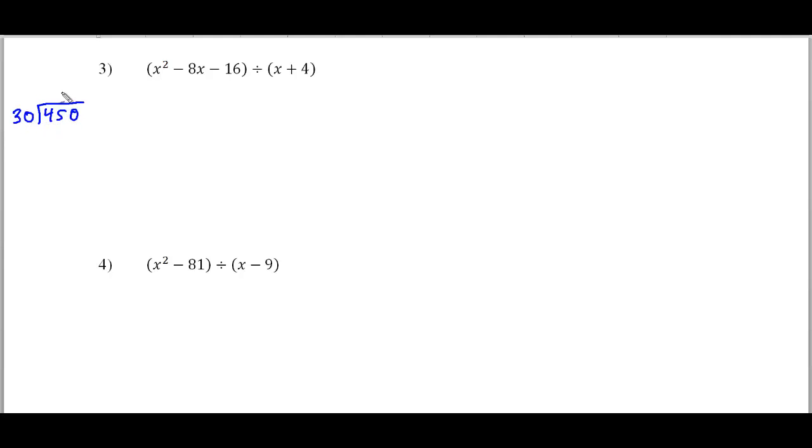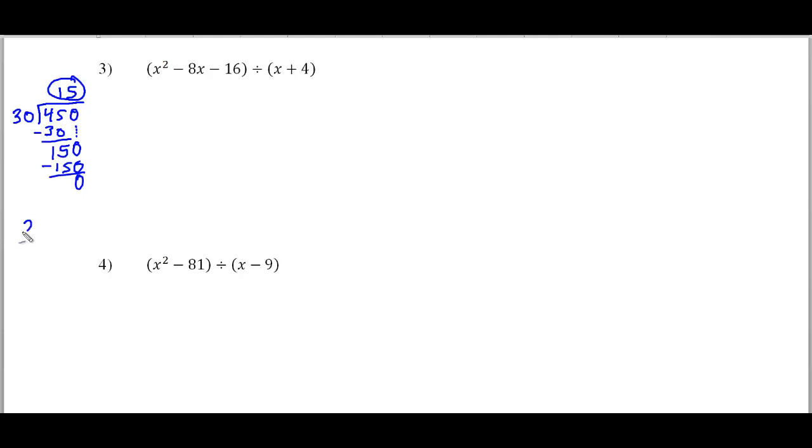Well, 30 can fit into 45 once. 1 times 30 is 30. Then I subtract the two numbers. 5 minus 0 is 5, and 4 minus 3 is 1. Then we drop down this 0 right there. Now we ask ourselves, how many times does 30 go into 150? That is 5 times, because 5 times 0 is 0, and 5 times 3 is 15. Subtract this, and we get a remainder of 0. So 30 goes into 450 15 times. So 30 is a perfect factor of 450.